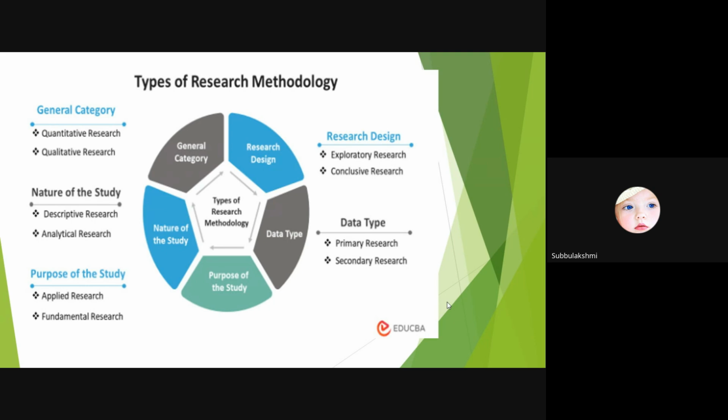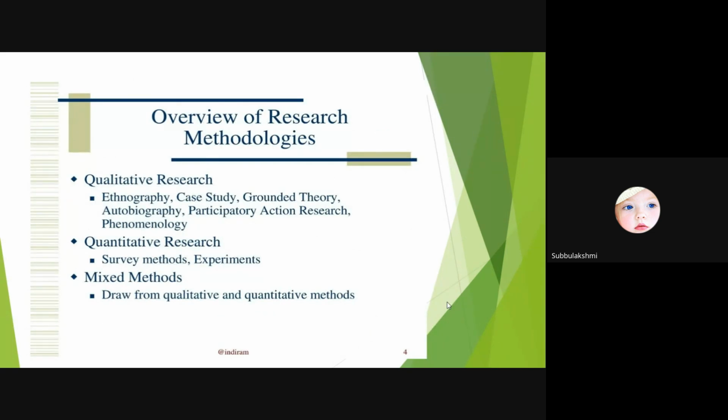Next is research design. It can be exploratory or conclusive. And what about data type? It may be primary research data or secondary research. So these are the major categories under which we classify the different types.